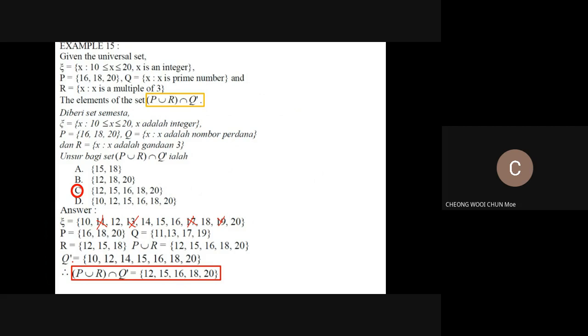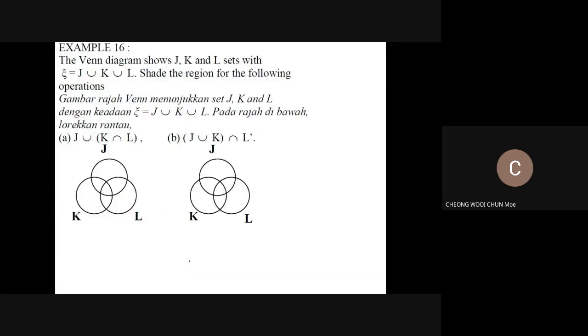And from here, these two intersect, so the number appeared twice. So 12, 12, 15, 15, 16, 16, 18, 18, 20, 20. So that is the answer, step by step. The objective also says you need to piece it out so that you will find the answer easier.